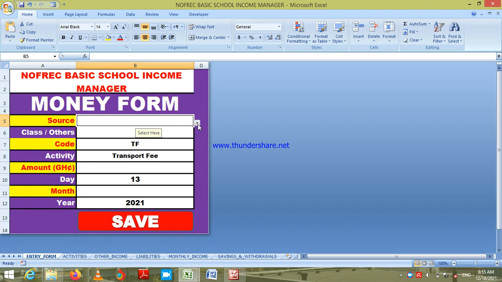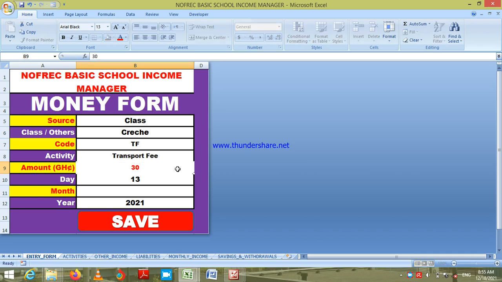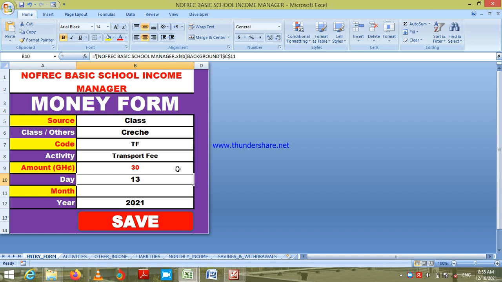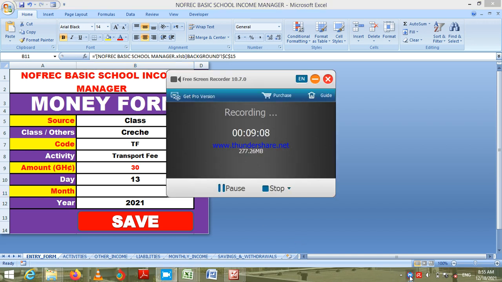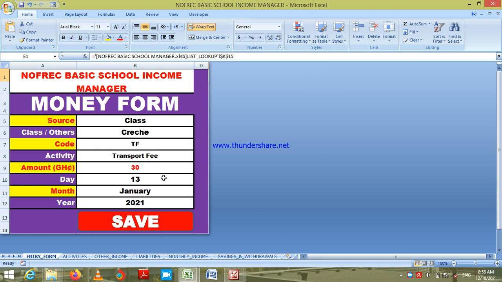Let's take a source. Assuming we had a source of income from a class. This income is from crèche in the form of transport fee. The whole students in crèche made a total payment of, say, 30 cedis as transport fee. Okay, let's quote it this way. 30 cedis. Oh, the amount is gone. Okay, it has been rectified.